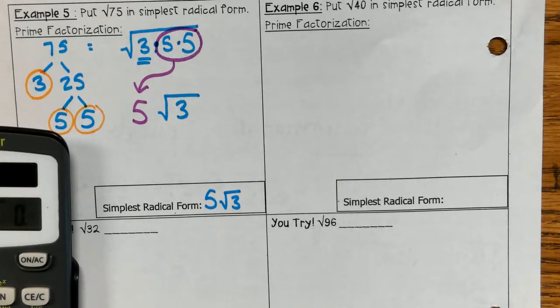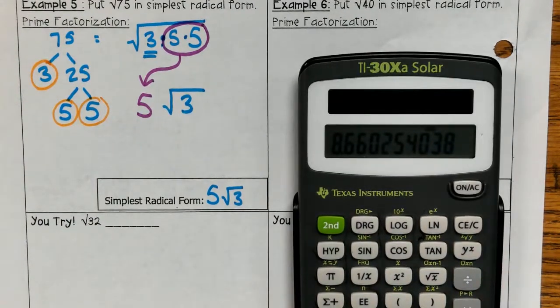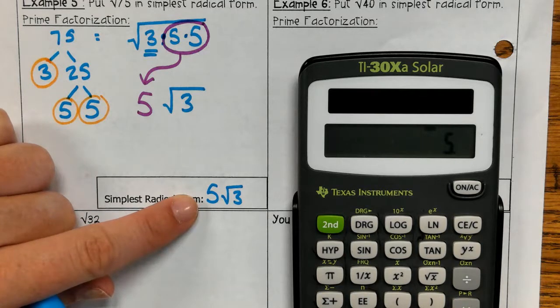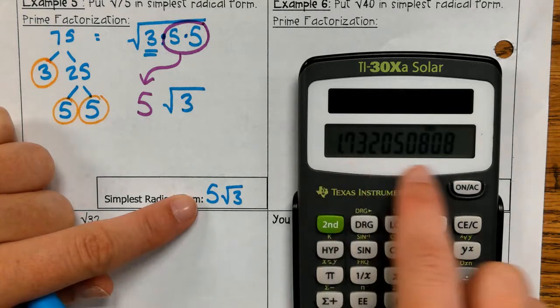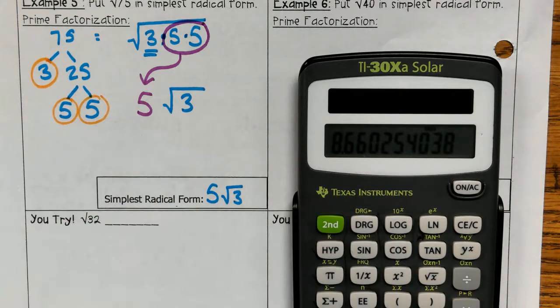If you want to check your work, the square root of 75 is 8.66025. To do 5 times the square root of 3, you do 5 times 3 square root. This is the square root of 3. To get that multiplication, you hit equals. Now let's multiply that by 5. You get 8.66 again. You could also do 3 square root times 5 equals, and it works because multiplication is commutative, meaning you can change the order that you multiply your numbers in.